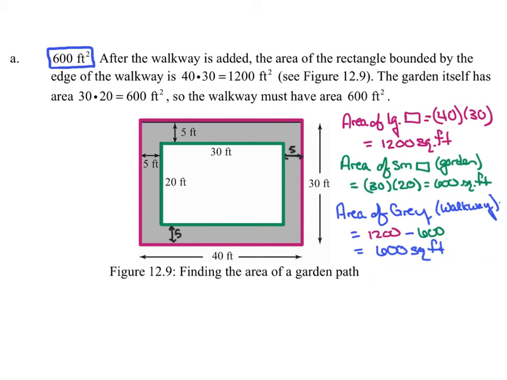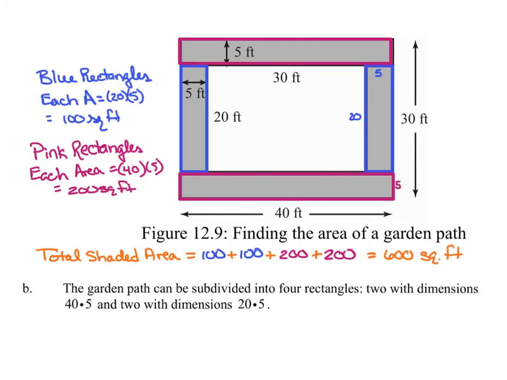There was a part B to this question in which they asked us to do it a different way than using the takeaway model. So another way we could do this problem is by subdividing the gray walkway into 4 rectangles. Finding the dimensions of each of those rectangles, we see our blue rectangle is a 5 by 20 and our pink rectangle is a 5 by 30.